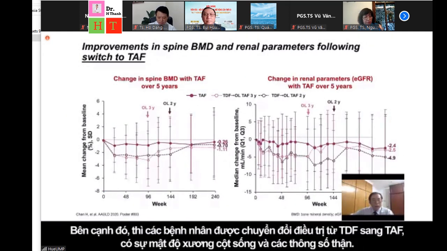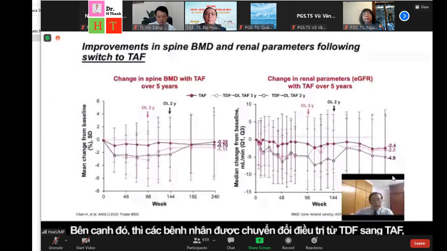In addition, when the patients switch to TAF, there is an improvement in spine bone mineral density as shown in the left hand side, and also the renal parameters in the right hand side.